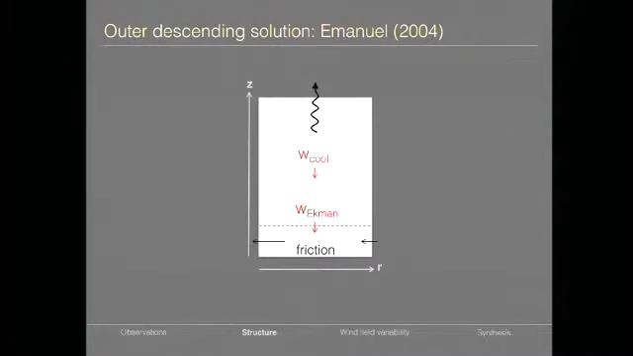OK, so next we have an outer descending solution from a manual 2004 originally. And it's called descending because it's valid in the region where there's no deep convection and air is simply gradually subsiding under the influence of radiative cooling. And so that's what this schematic is showing, is that basically you have some radiative subsidence rate under the influence of radiative cooling, that air is very gradually subsiding.